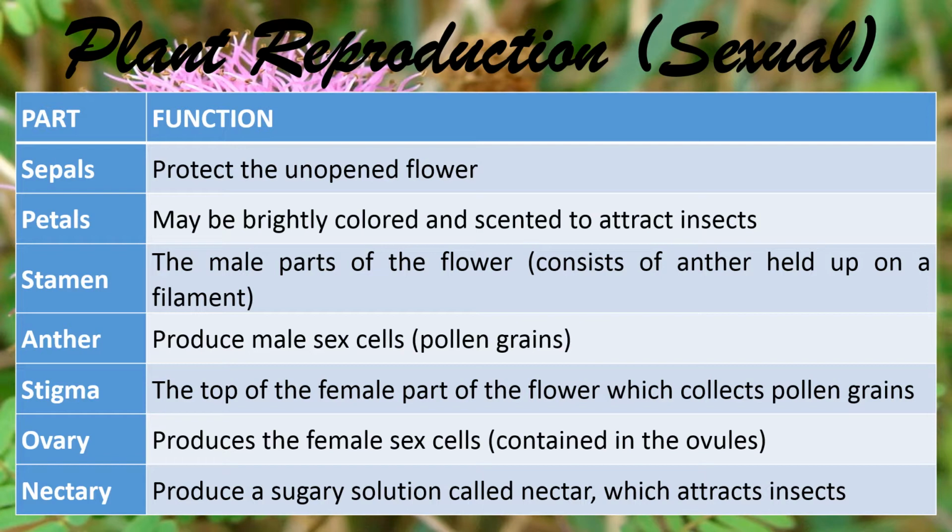The other parts of the flower are the sepals, which protect the unopened flower. The petals are the brightly colored and scented part, which attracts insects for pollination of the flower. And then we also have the nectary, which produces a sugary solution called nectar, which also attracts insects and other animals.